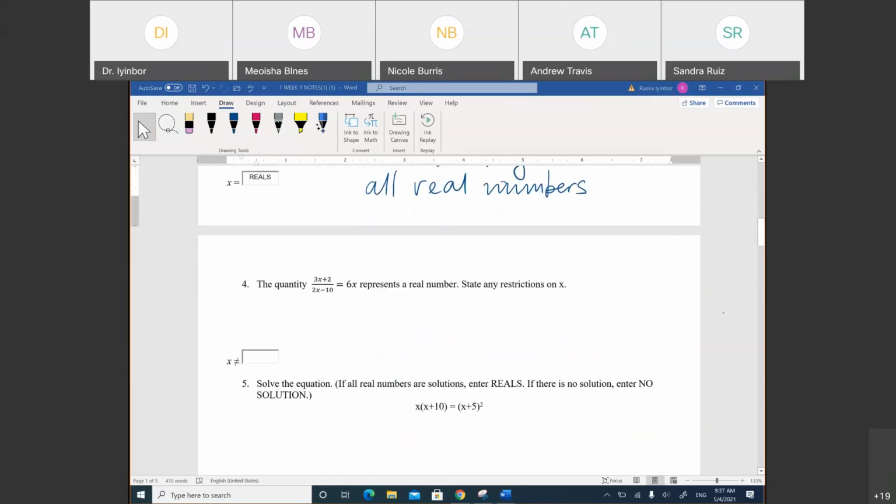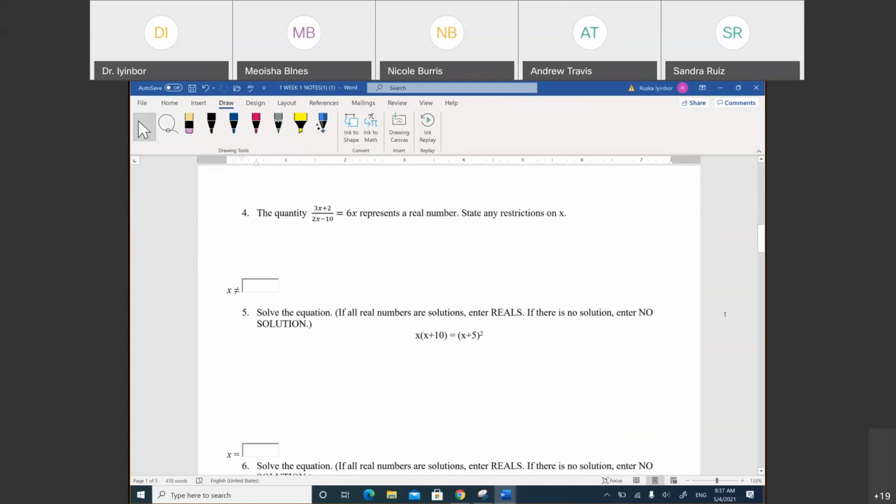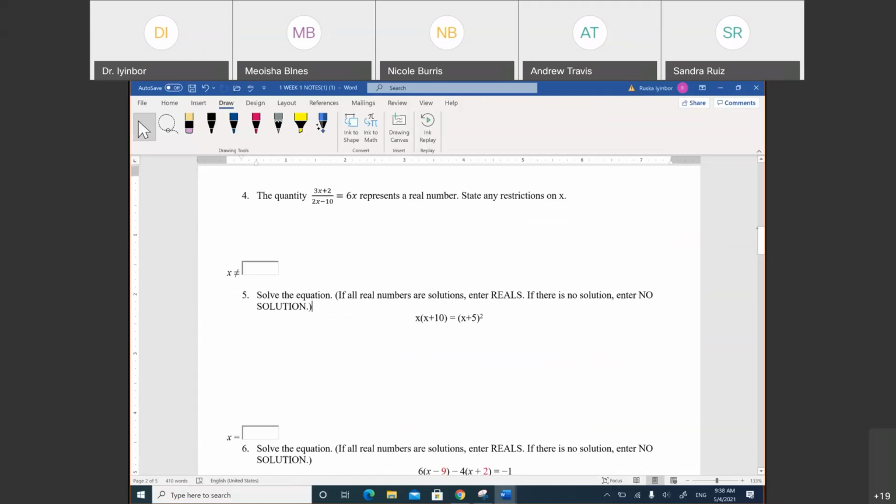Number 4 is a little different, but we're still going to solve an equation. You're going to see that there are a lot of problems where it doesn't say solve the equation, but you actually solve an equation. So for number 4 and number 5 and the rest of it, let's do 4 and then you can continue. Number 4 doesn't say solve the equation, it says state any restrictions.